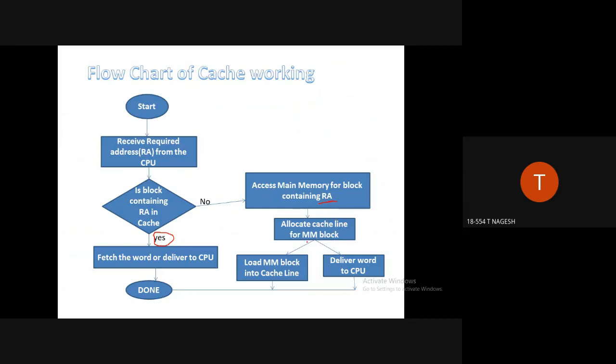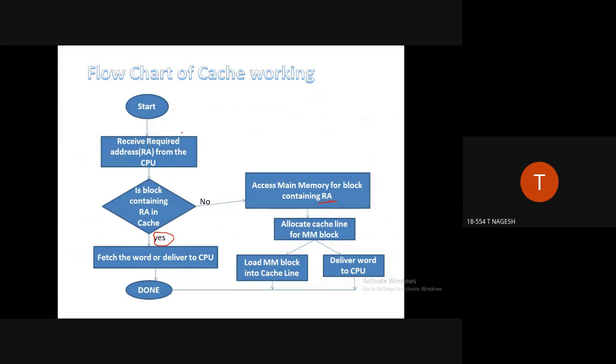After allocating that main memory block onto the cache line, it has to load the entire data which is there in the main memory block into the cache line, and along with that it has to deliver the word, whatever data the CPU wants, to the CPU. After delivering that word to the CPU, the process is done. So this is how the entire cache memory will fetch the data to the processor.